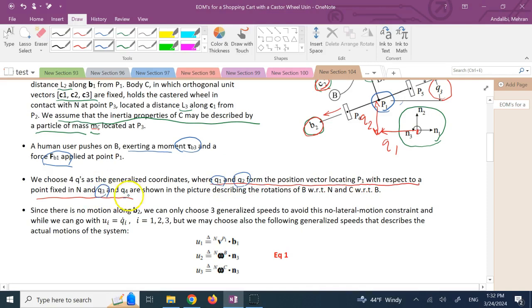No. Because if you look at my previous example on my channel under the playlist robotics, you saw that we typically pick U-i to be Q-i dot. But that's not necessarily something you have to do. You can define your U's to be not necessarily equal to the corresponding time derivative of Q-i. If you want, you can pick them differently, and you can pick a different number of U's compared to the Q's to avoid these constraints.